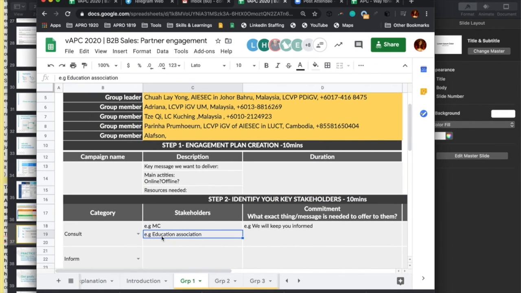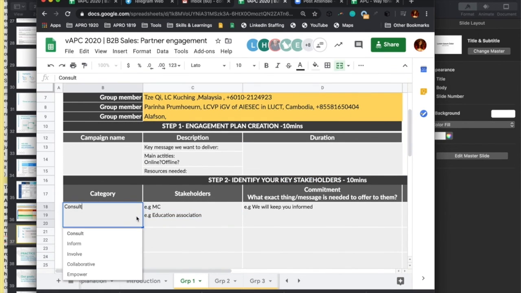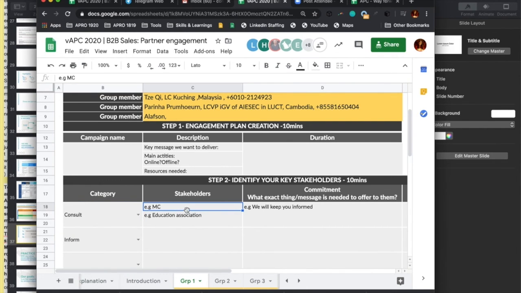And then category. First we need to manage with MC, so I choose the category consult. We can consult MC. And what exact thing? For example, we will give you a proposal. And then if you want to engage, you can also engage with it or make it a national campaign.